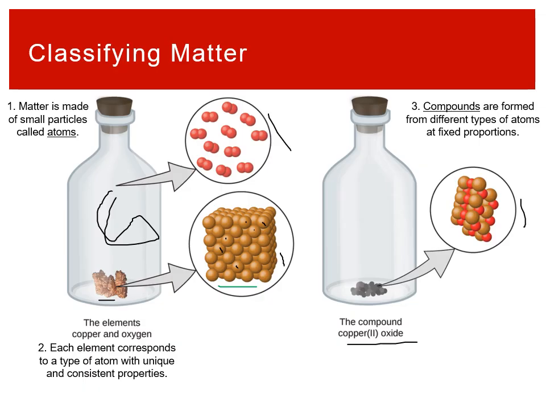So we could certainly see that it would be possible to take this sample of matter and break it apart to simplify it into those two component elements. It would just basically be unmixing the red circles and the copper colored circles. But we couldn't do that if it was just an element.